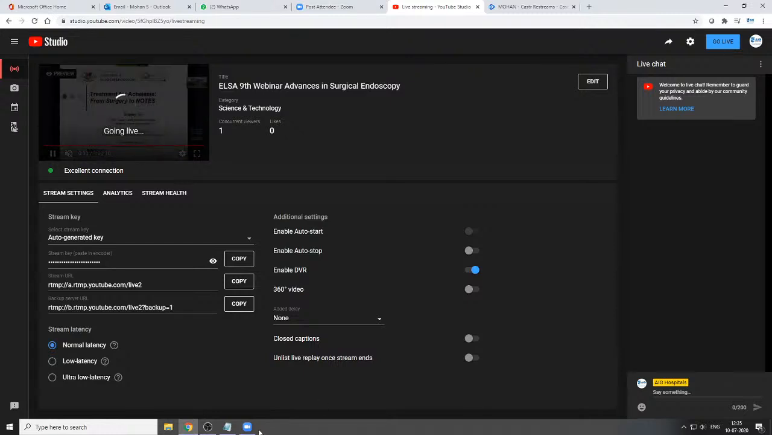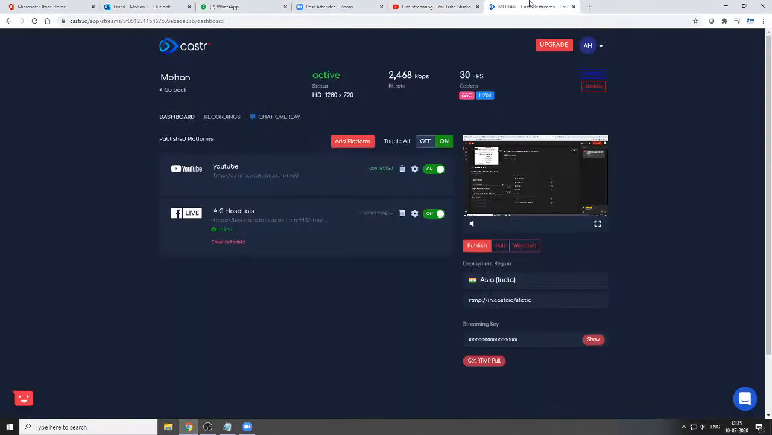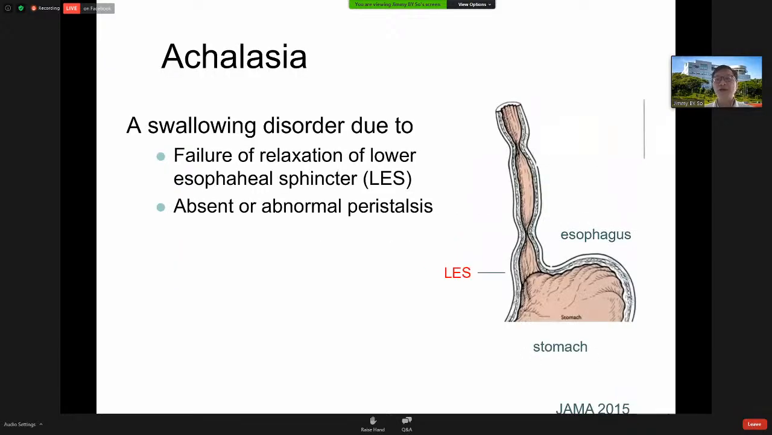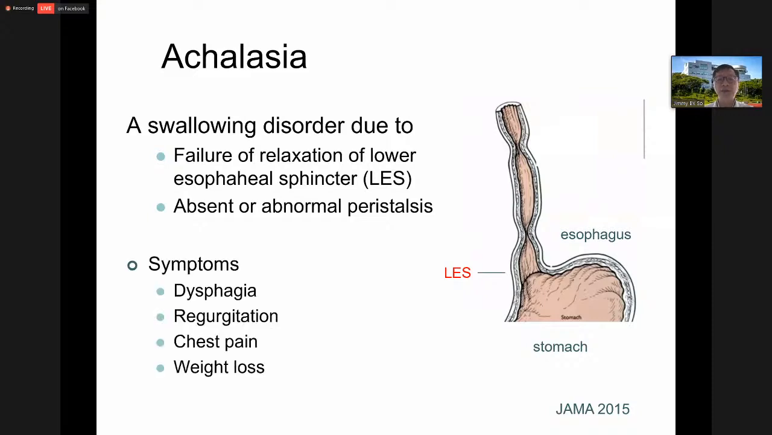Recent pivotal randomized studies in this field of POEM compared to other treatment modalities. And finally, we end with some recent advances. As many of you know, achalasia is a swallowing disorder characterized by the failure of relaxation of our lower esophageal sphincter, the LES, together with an absence and/or abnormal esophageal body peristalsis. And the patient will experience symptoms such as dysphagia, regurgitation, chest pain, and weight loss. And these symptoms are very distressing and significantly affect the patient's quality of life.